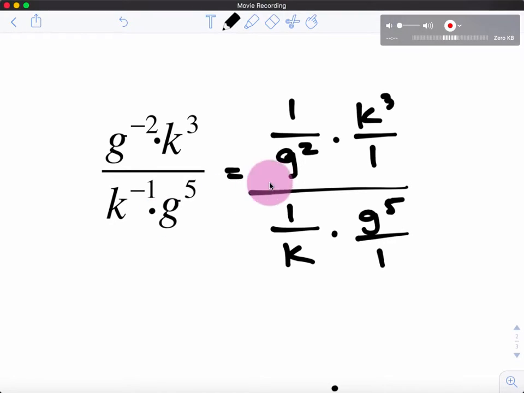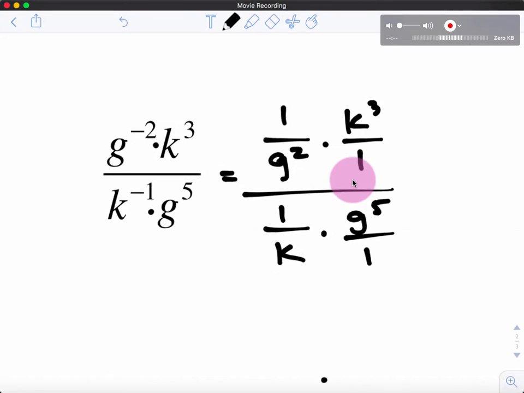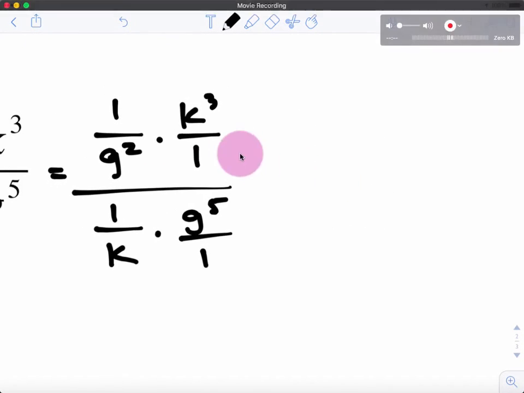All right, so holy cow, right? We've got fractions all over the place. Hey, but this is big boy and big girl math. We can handle this stuff. What I'm going to do now is we have positive exponents everywhere. That's great. What I'm going to do now is write this numerator as just a single fraction. I'm going to multiply those together.